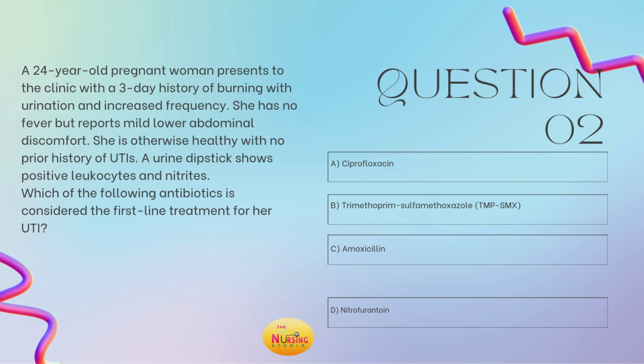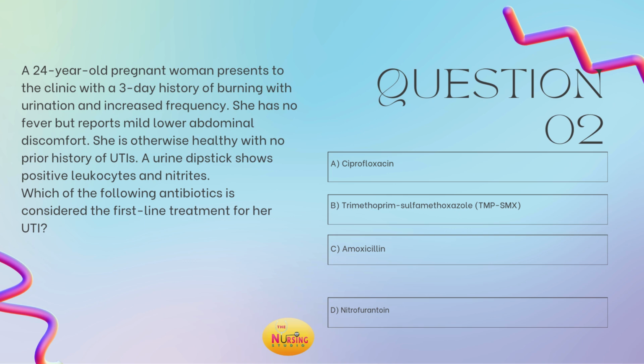All right, so here, the stem of the question states, which of the following antibiotics is considered the first line treatment for her UTI? So again, we're looking for first line treatment for UTIs. Let's go into what is going on here. This is a 24-year-old pregnant woman. So this changes the game. She's pregnant, so we have to move a little bit differently with our antibiotic management.